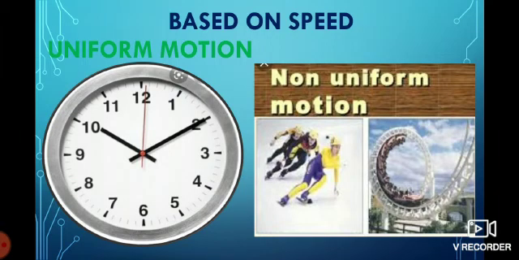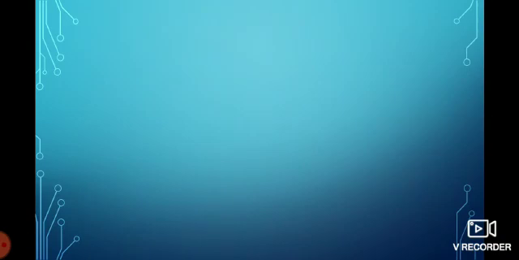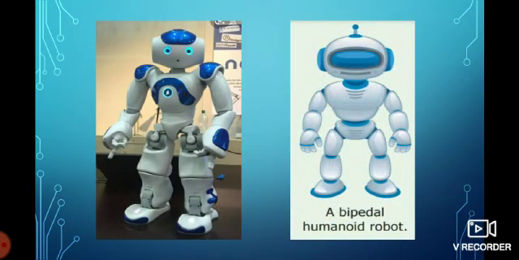And next one is science today: robot. We will discuss what is meant by a robot. Robots are automatic machines. They can perform mechanical repetitive jobs faster and more accurately. In French, robota means forced labor. And the science and study of robots is known as robotics.